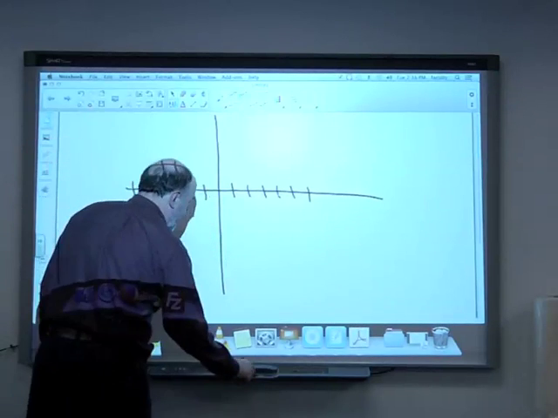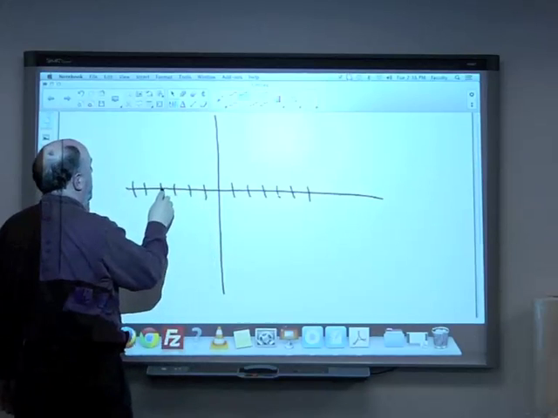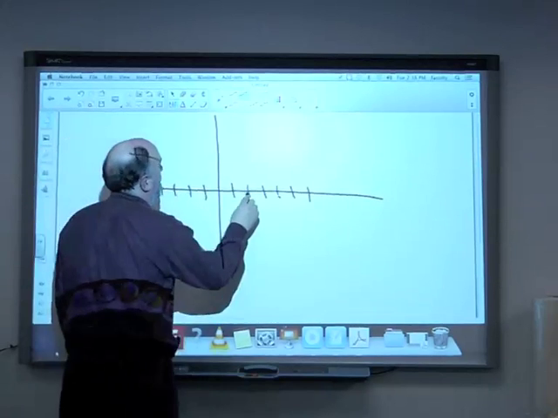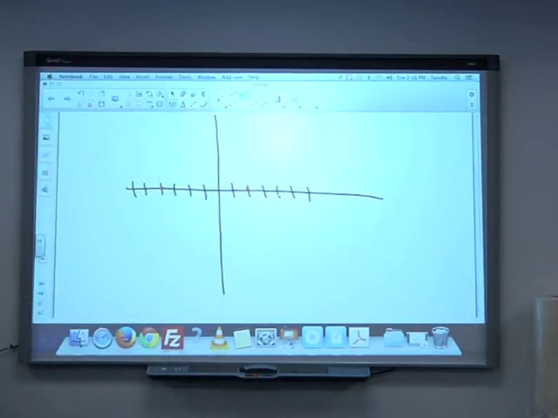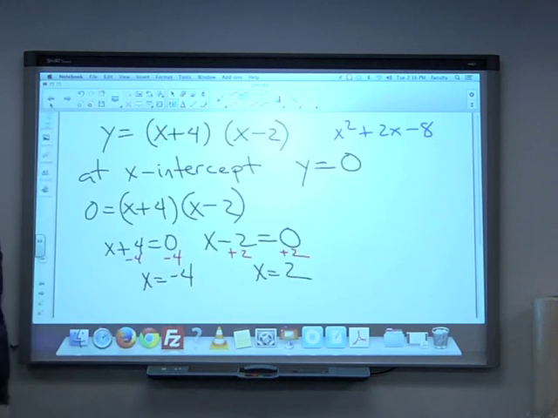So we said negative 4. So there's that, and there's that. All right, we got those two x-intercepts. Easy enough. All right, let's go back to our equation.